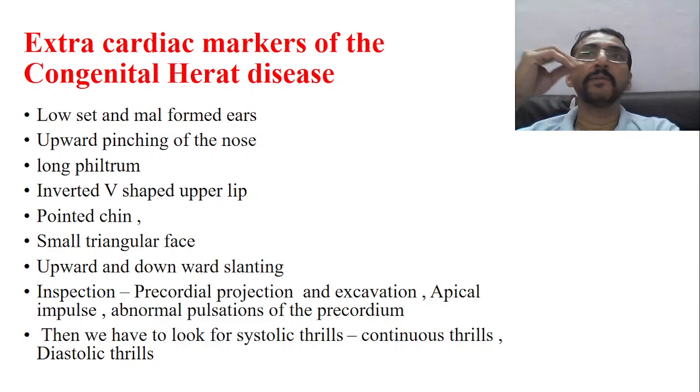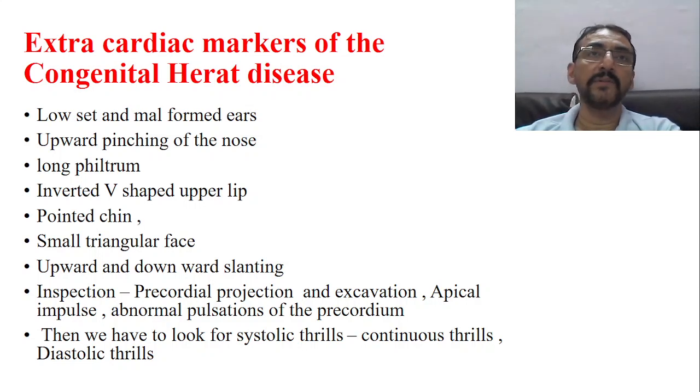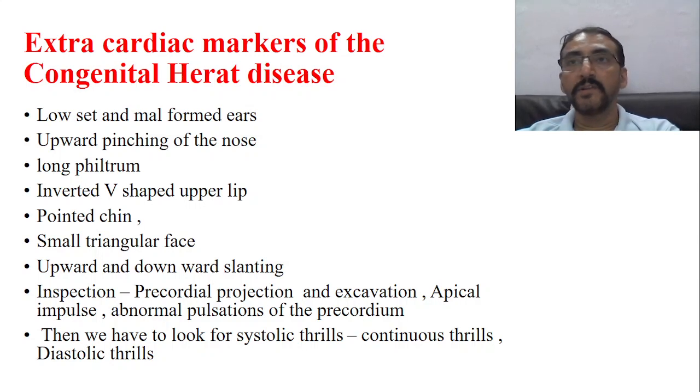It is called as, I'm not remembering. Yes, inverted V shape. It's one of the important differential diagnoses for muscular dystrophies. Okay. It's an autosomal dominant condition. Anyway, a pointed chin, then small triangular face, upward and downward slanting.